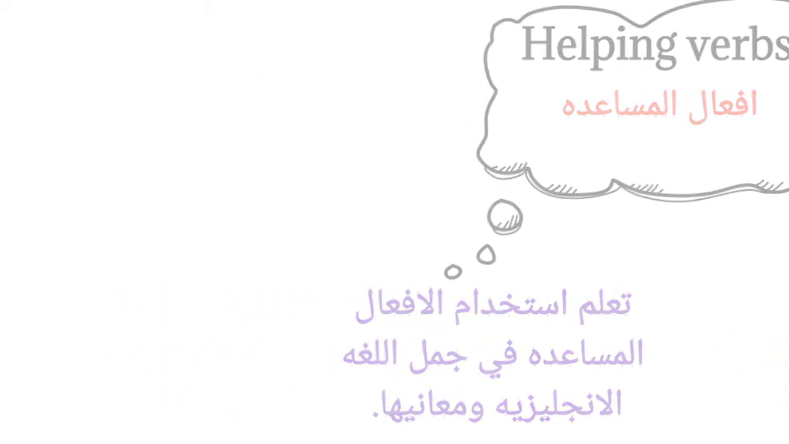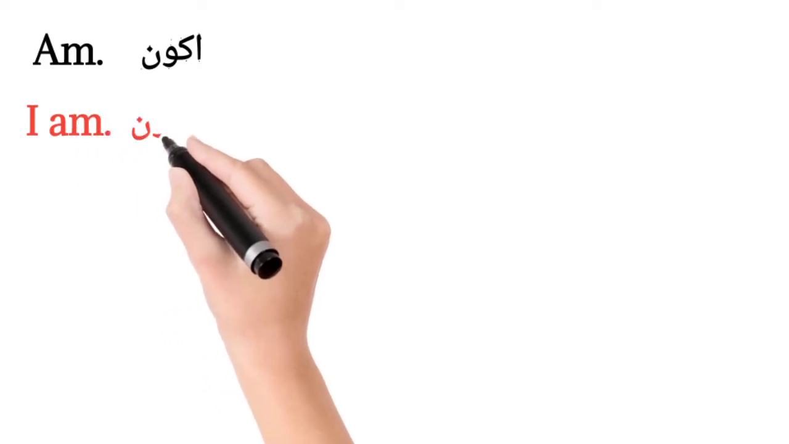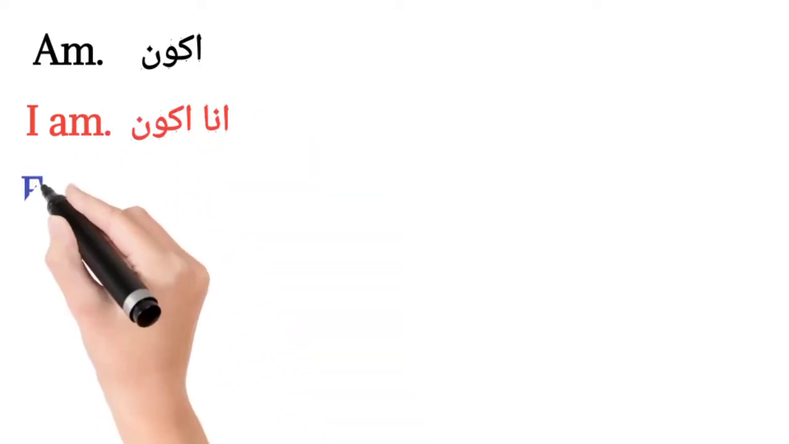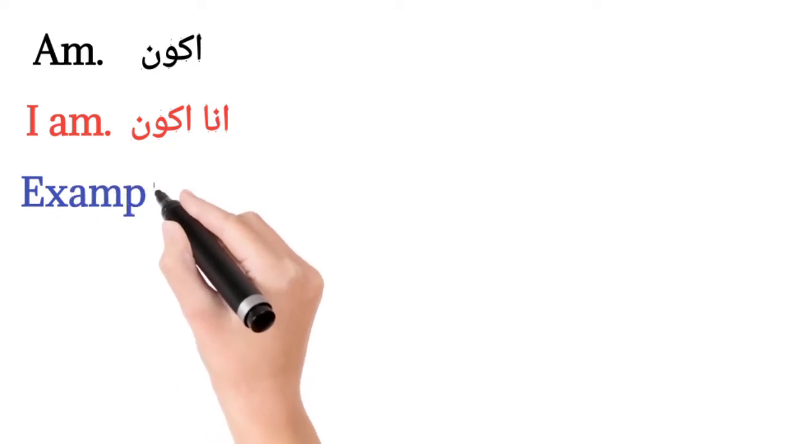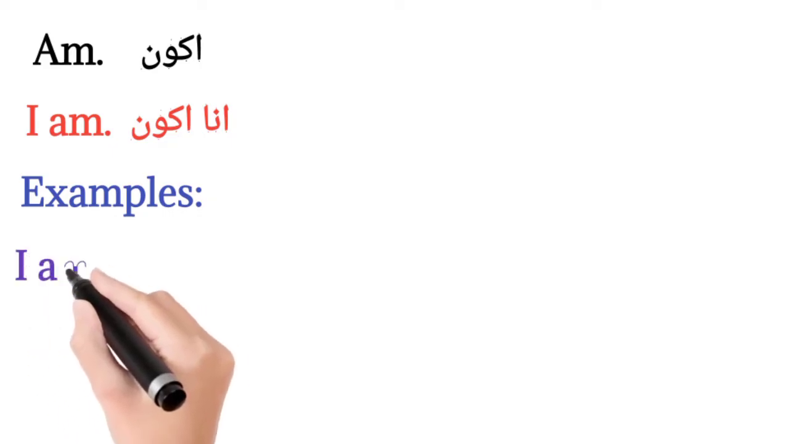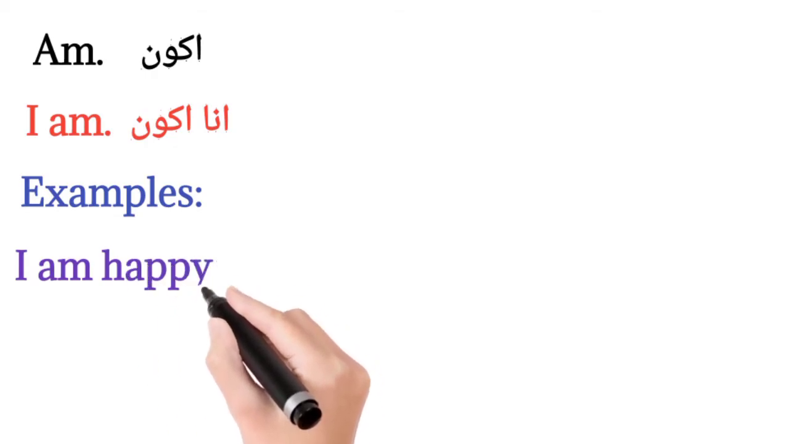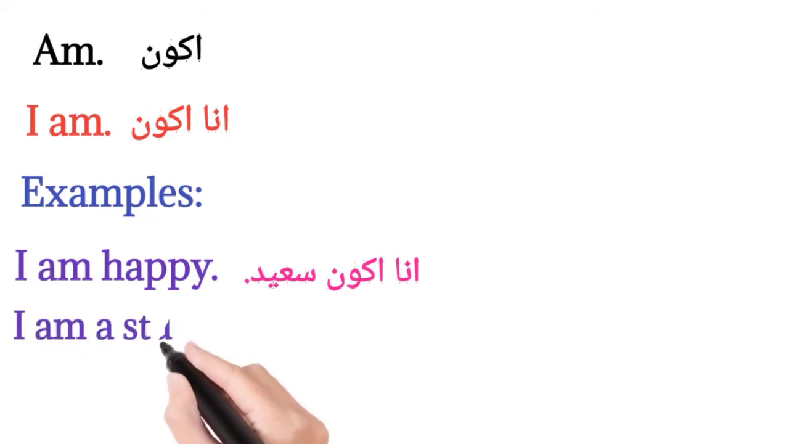Helping verbs. am أكون. Verb to be in the present. I am أنا أكون. Example: I am happy أنا سعيد. أنا أكون سعيد. I am happy. I am a student. أنا أكون طالب.